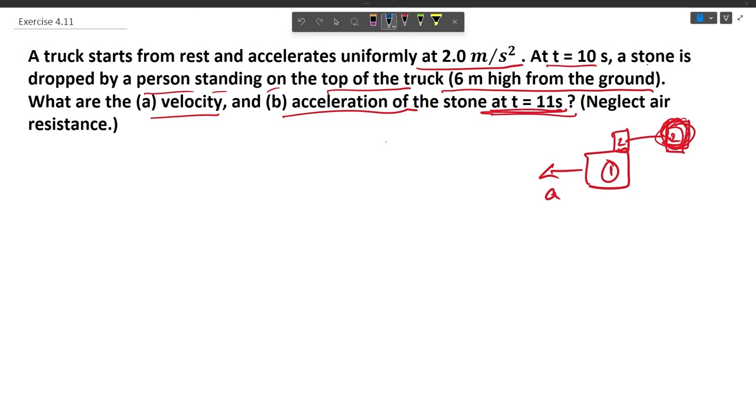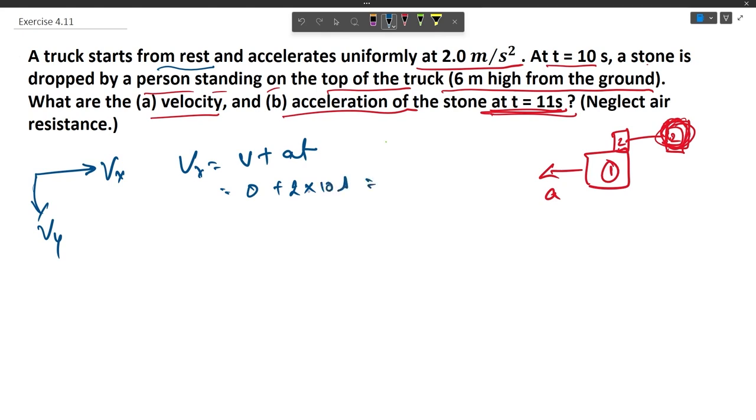So velocity will have two components. One is the horizontal component along the direction of motion of the truck, and another would be the vertical component along the direction of gravity, acceleration due to gravity, or towards the ground. So let us represent them by Vx and Vy. So Vx would be u plus at. Now u would be, since the truck starts from rest, 0, plus acceleration is 2. For how much time did the acceleration act? For 10 seconds. So Vx would be 20 meter per second.